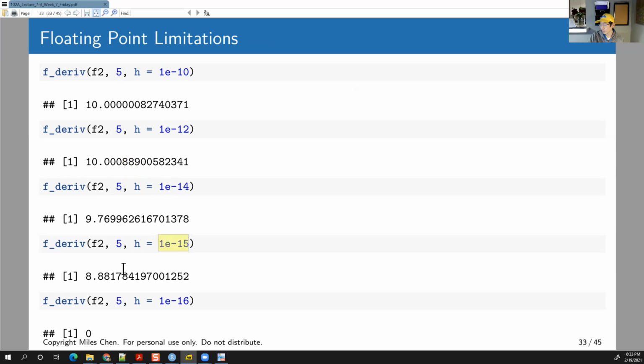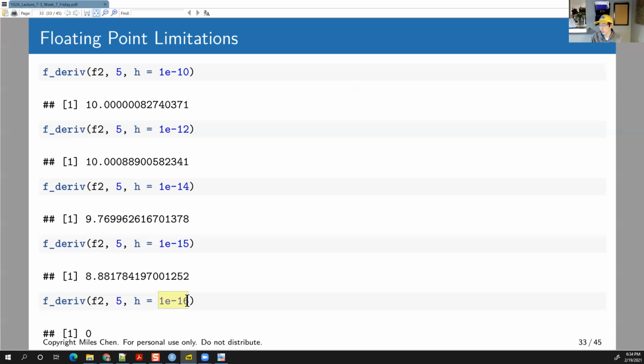When I'm adding 10 to the negative 15, this isn't even 10 anymore. It's 8.88. And if I try adding 10 to the negative 16, it just tells me that the derivative is 0. What's happening here is that when you evaluate x squared at 5, you get 25, and at 25, 1 times 10 to the negative 16 is smaller than my machine epsilon. I cannot add 10 to the negative 16 to 25 and get a number that the computer recognizes as different than 25. So it's just going to see 25 minus 25, no difference, and it's going to give us a slope of 0.